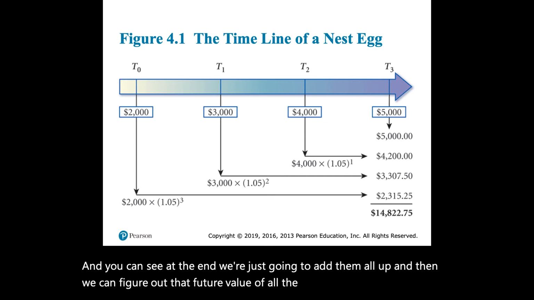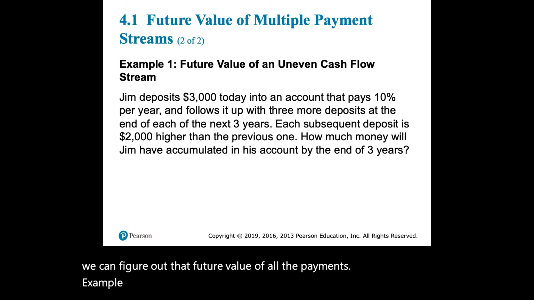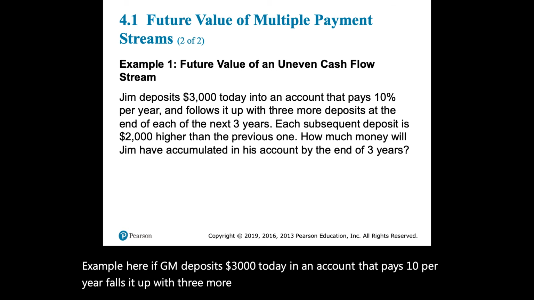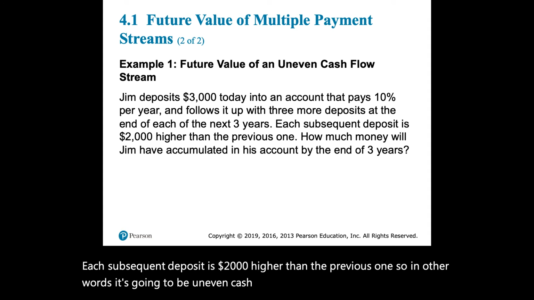Here's an example. Jim deposits $3,000 today in an account that pays 10% per year, and follows it up with 3 more deposits at the end of each of the next 3 years. Each subsequent deposit is $2,000 higher than the previous one. In other words, it's going to be an uneven cash flow. How much money will Jim have accumulated in his account by the end of year 3?